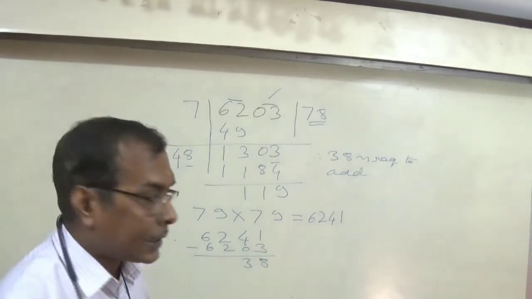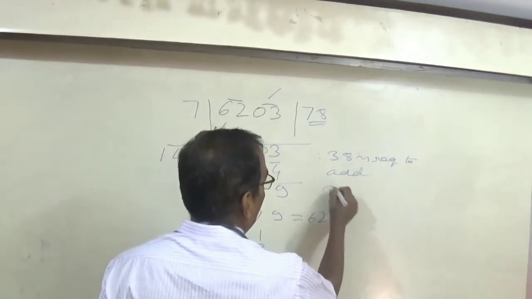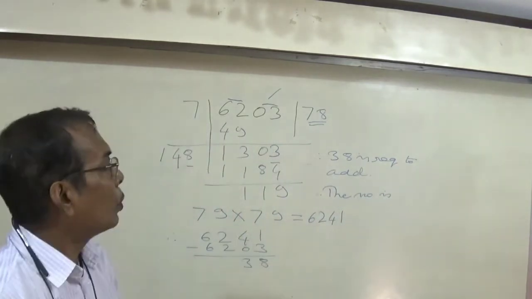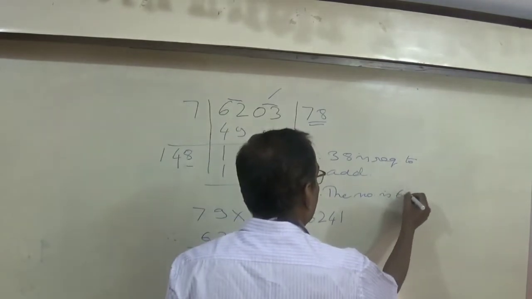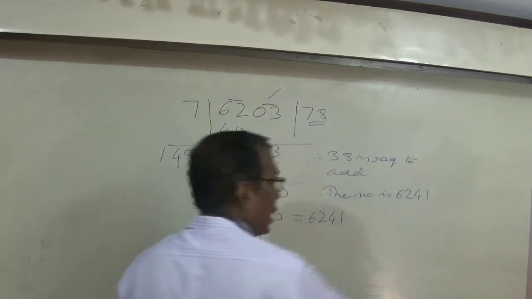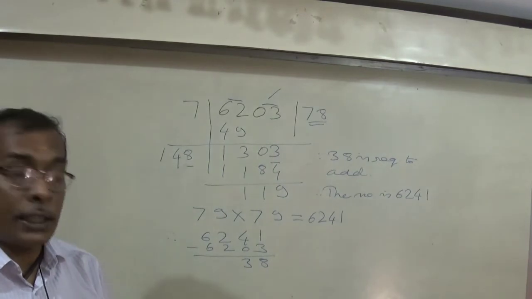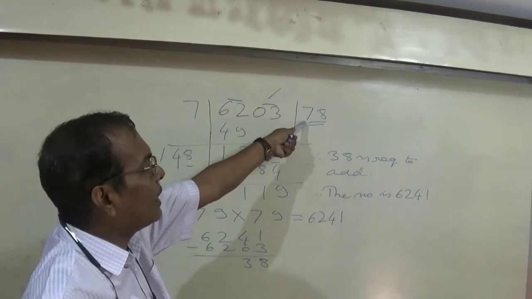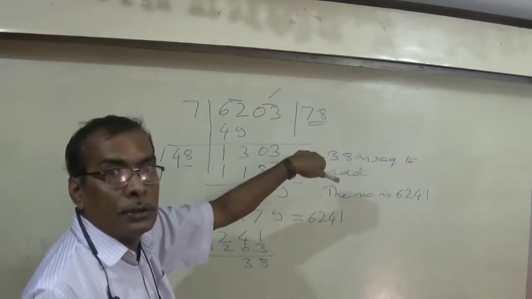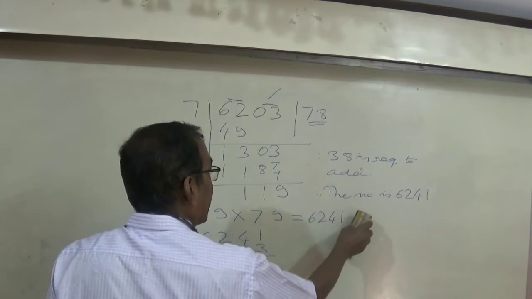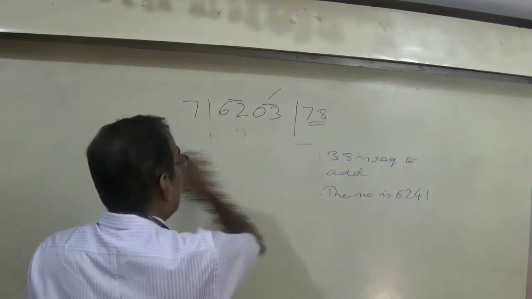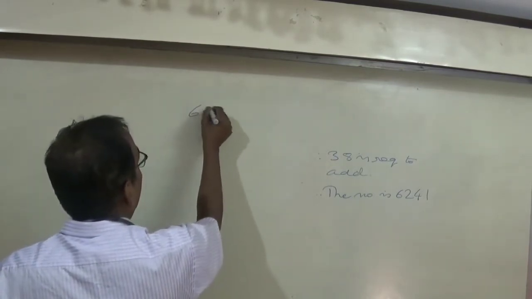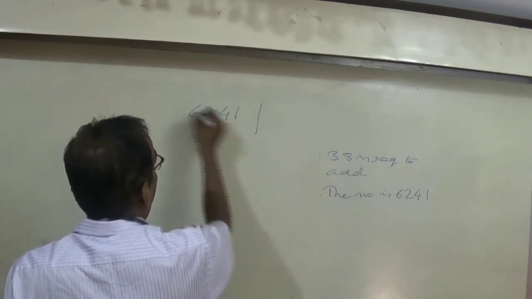Now, what is that number? Therefore, the number is, as we have already got, 6241. Now, what is the value of the square root of 6241? Obviously, you can say, sir, it is 79, but you have to show it here. So let us start to find the square root of 6241.